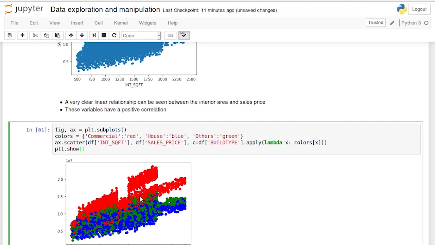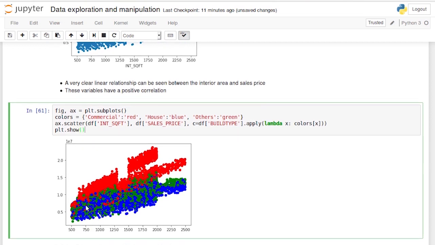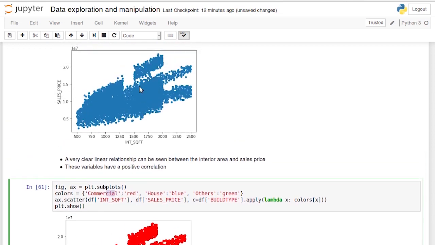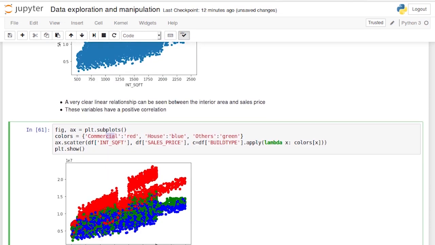And it has given me the following output, where as you can see, the different house types are marked by different colors. So I have green, which is marked for others, which is scattered around. And as you can see, commercial is the top block that we saw here. So that's the reason that commercial houses with the interior area to be 1500 to 2000 square feet have a higher price as opposed to the houses with the same area.